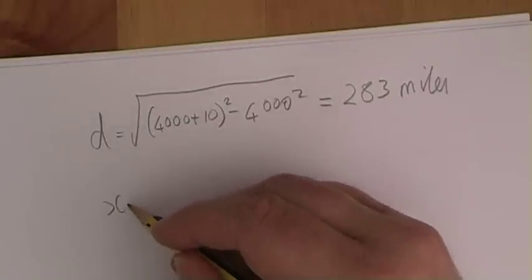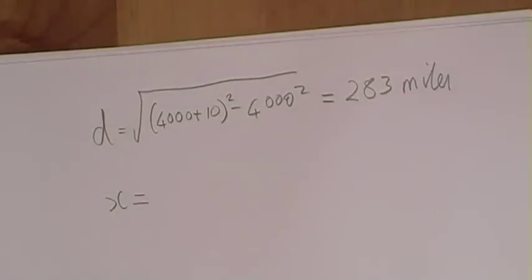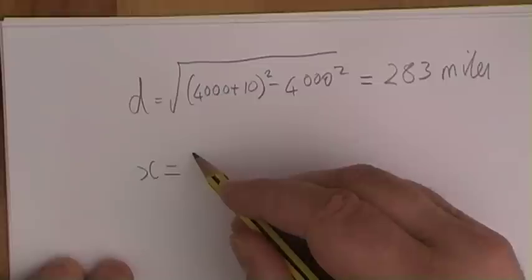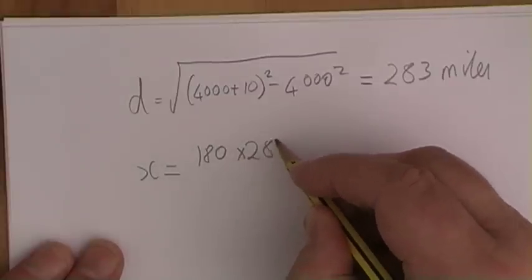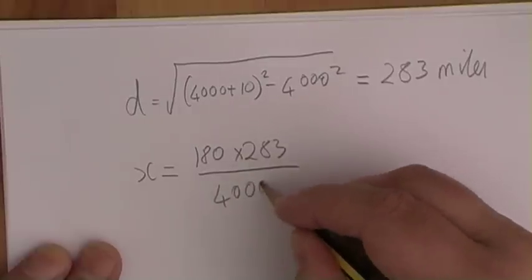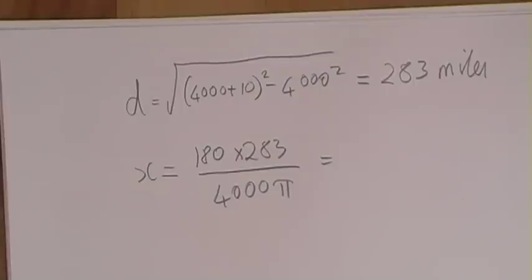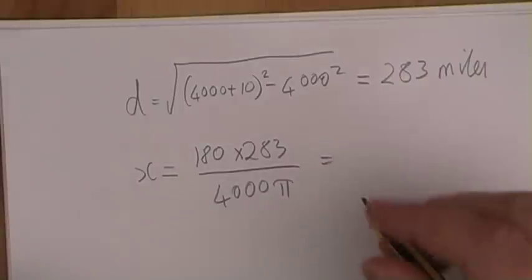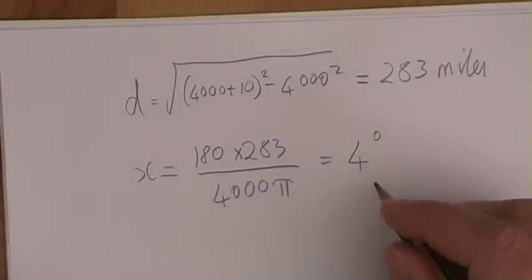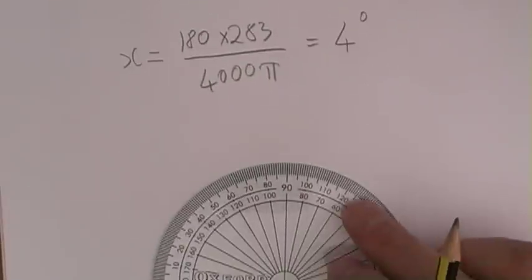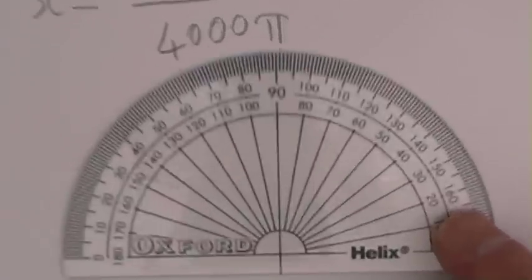Let's calculate the angle that the Earth, or the sphere, would have turned through or sloped through in that time, which is the same as calculating what the angle would be between two vertical structures 283 miles apart. So it's 180 times 283 divided by 4,000 pi, which is 4 degrees. Okay, 4 degrees. That's how much curvature you would see even if you were 10 miles high above a sphere.